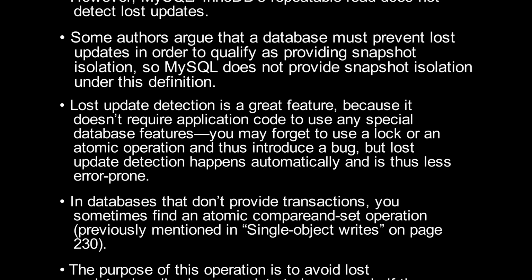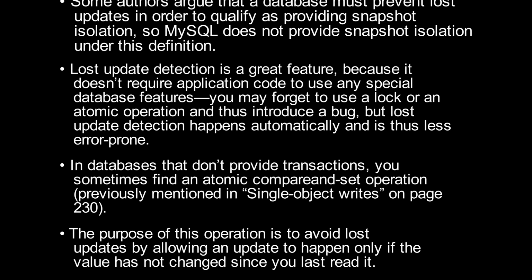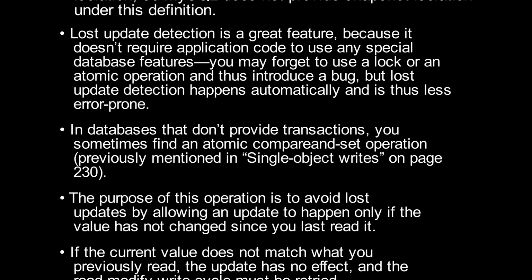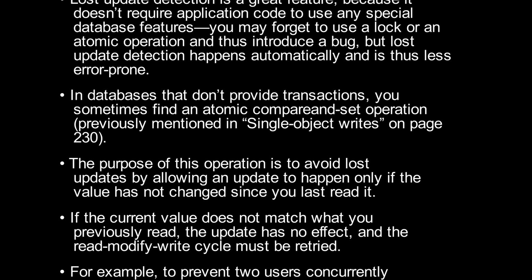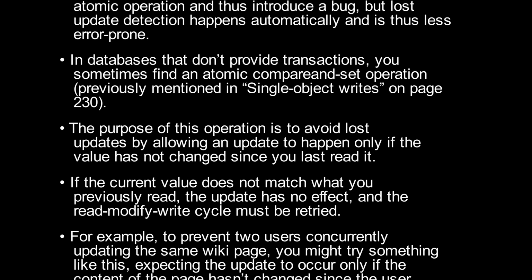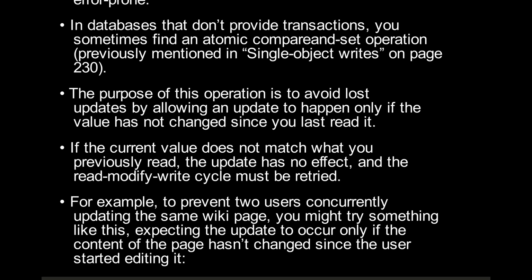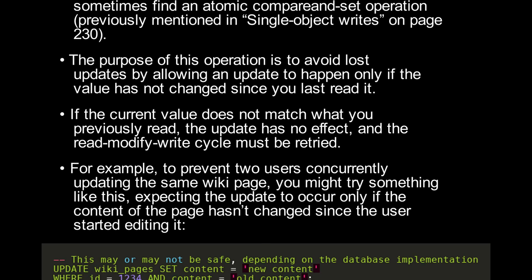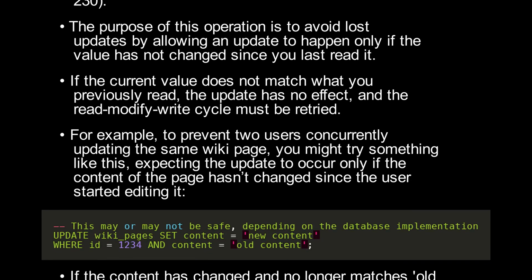In databases that don't provide transactions, you sometimes find an atomic compare-and-set operation, previously mentioned in single-object writes on page 230. The purpose of this operation is to avoid lost updates by allowing an update to happen only if the value has not changed since you last read it. If the current value does not match what you previously read, the update has no effect, and the read-modify-write cycle must be retried. For example, to prevent two users concurrently updating the same wiki page, you might try something like this, expecting the update to occur only if the content of the page hasn't changed since the user started editing it.